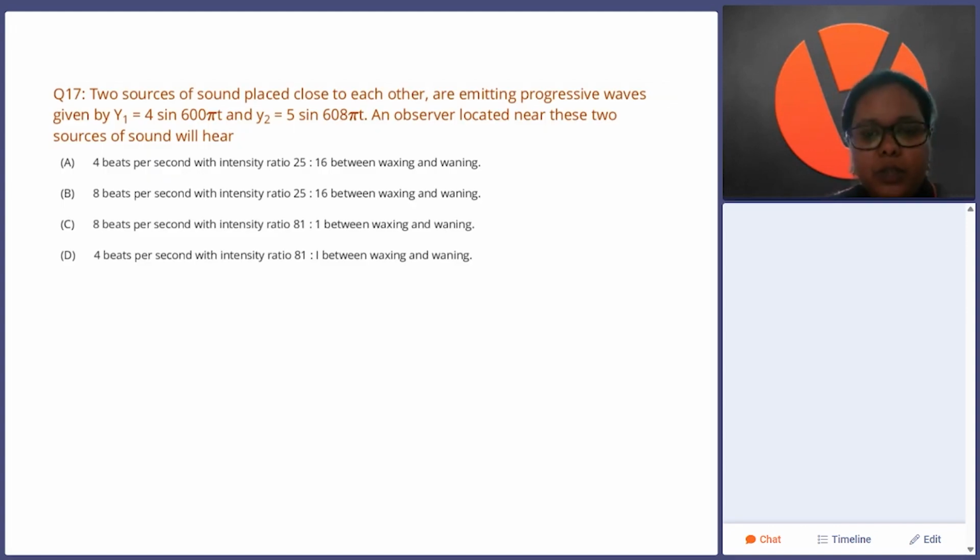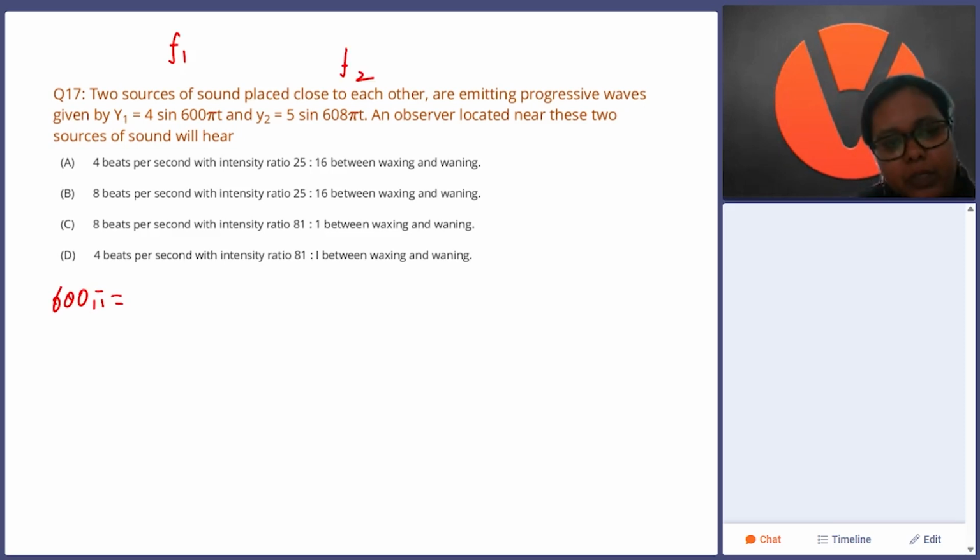So two sources of sound placed close to each other are emitting progressive waves given by y1 and y2. An observer located near these two sources of sound will hear. So first they have given beats per second, beat frequency. Beat frequency, what we know, is the difference in frequency. So first of all, we need to calculate what is f1 and what is f2. So how we will find it out?